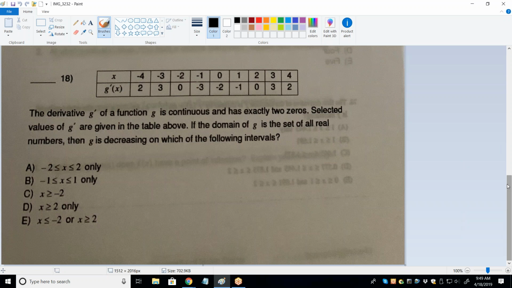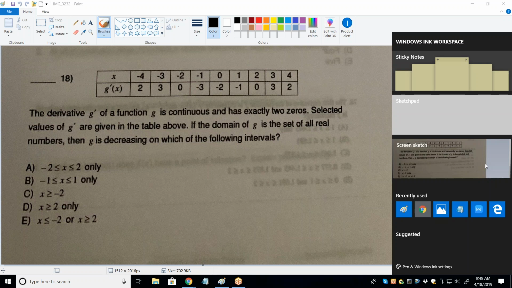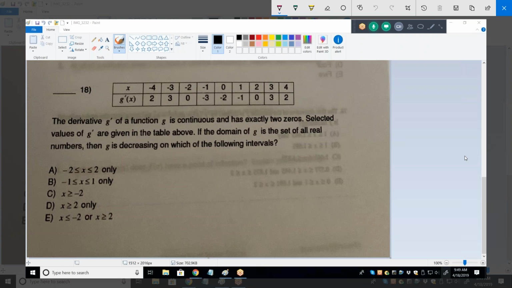But okay. So again, they give us the derivative function, and they tell us it has exactly 2 zeros, which we can see. There's one right there and another one right over there. Hold on. The domain of G is the set of all real numbers, then G is decreasing on which of the following intervals? Again, possibility of more than one, I guess.